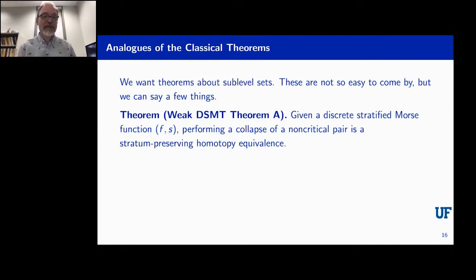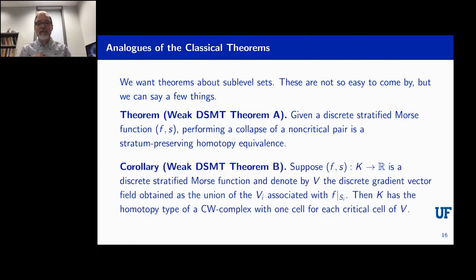Given a discrete stratified Morse function, if you collapse a non-critical pair, so you're only pairing things up inside of strata anyway, that's a stratum preserving homotopy equivalence. So regular things don't affect the topology. You collapse them away.